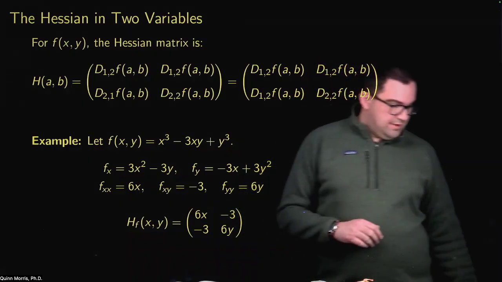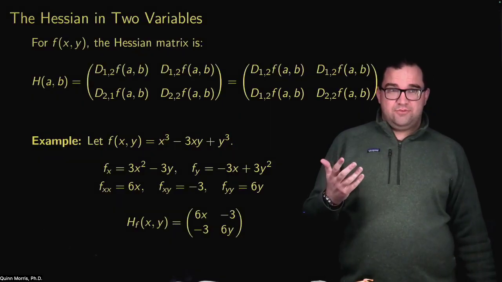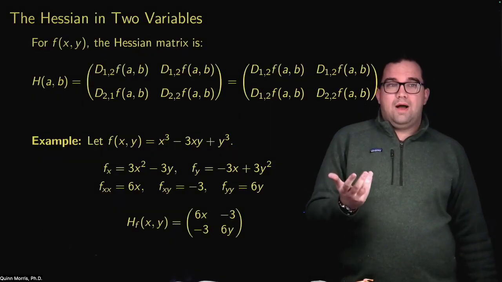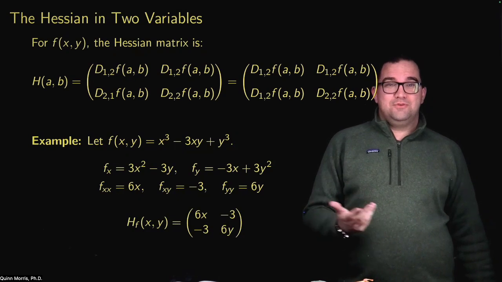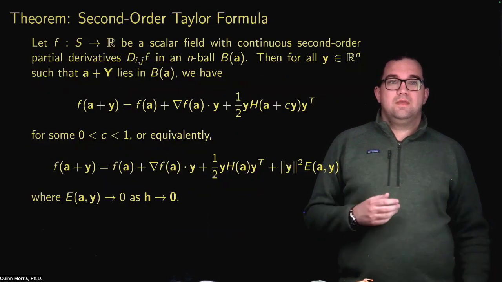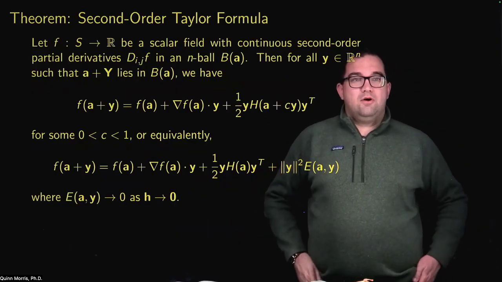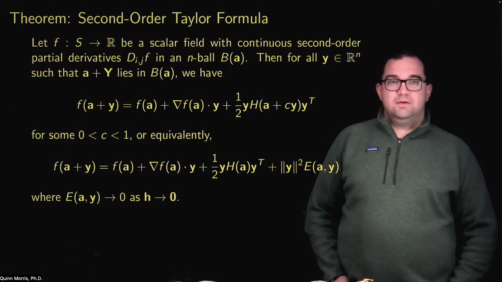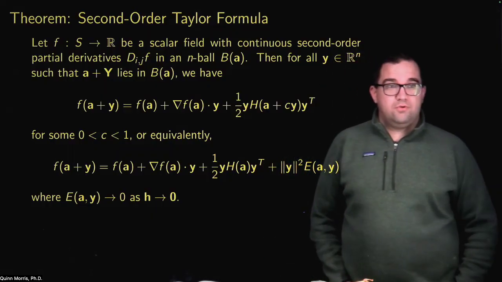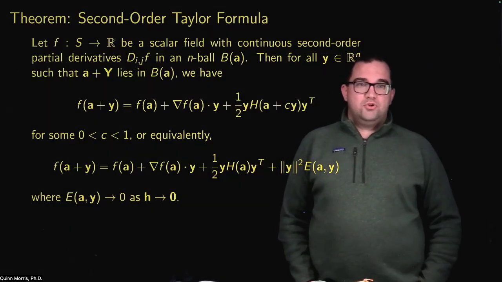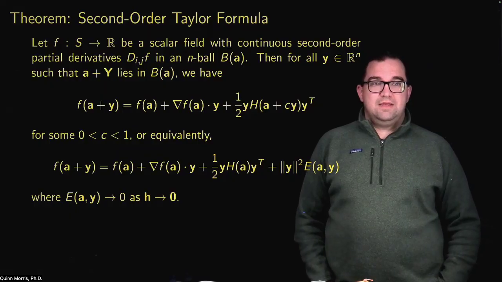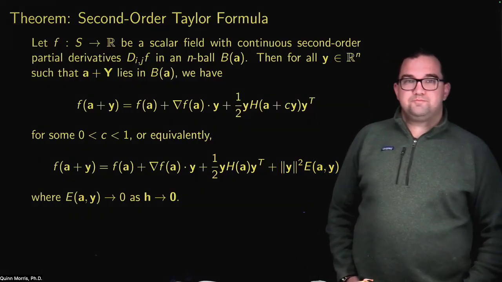So great. That's the Hessian matrix. Now, it's seemingly out of the blue that I'm introducing this Hessian matrix, but as you can see here, it's going to pop up in our second order Taylor formula. So this is the main result for this video. Let's take some time to understand what this theorem is saying, and then we will work through a proof.